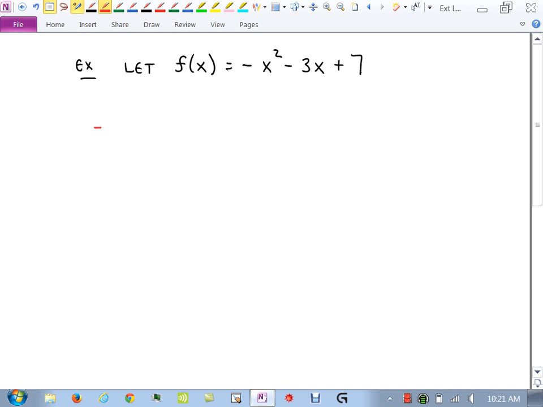So let's try and find, first of all, f of 3. See if you can figure out what f of 3 is on your own, and then I'll work through it.